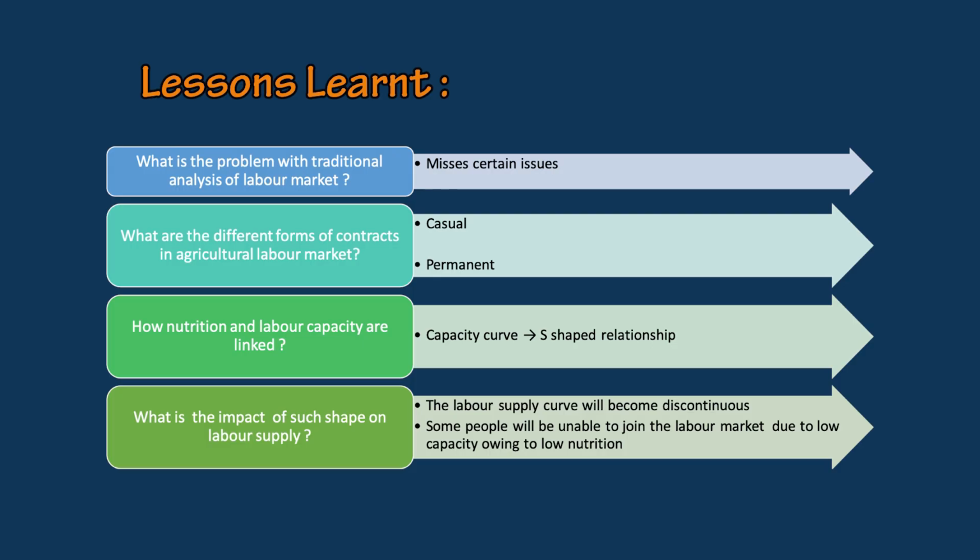The fourth question was, what is the impact of such a shape on the labor supply decision? What we find is that under this situation, the labor supply curve becomes discontinuous. As a result, some people will be unable to join the labor market due to low capacity owing to a low level of nutrition.